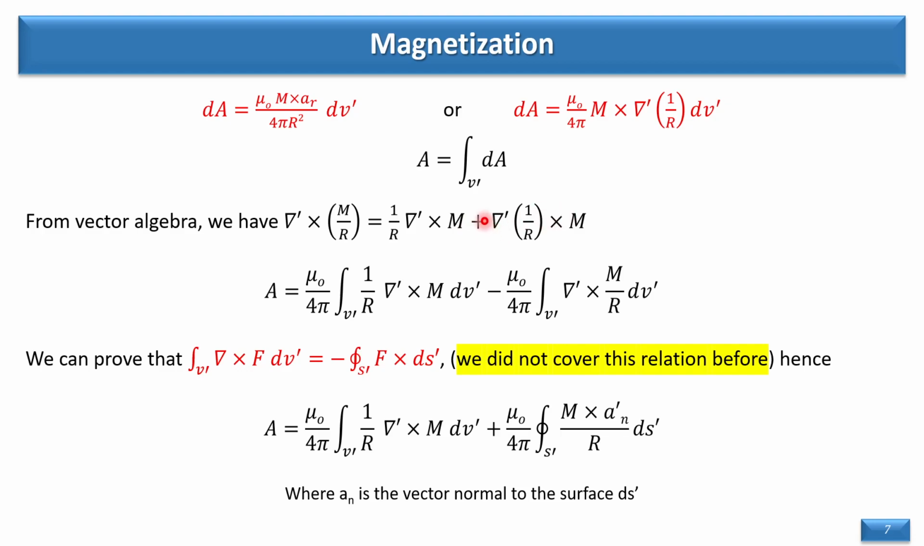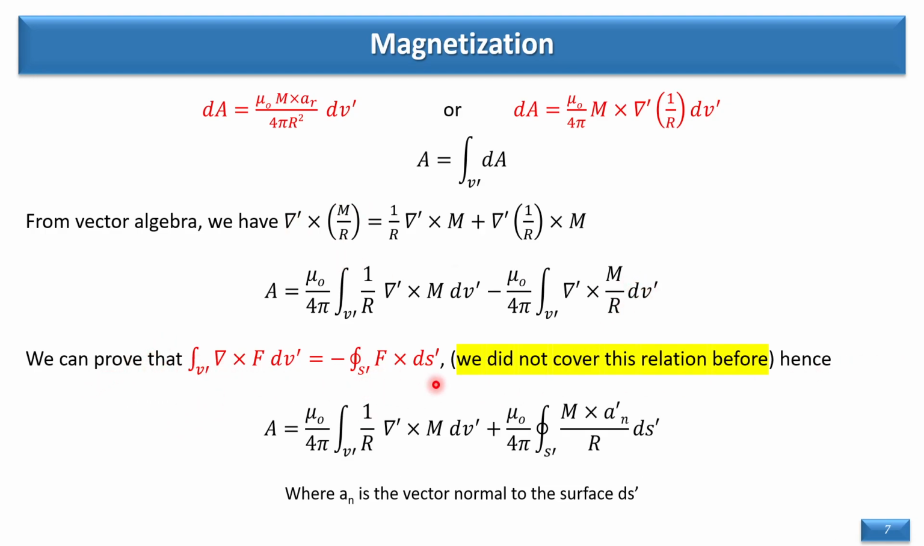So this expression here with a negative sign, we can take it outside and we bring this left hand side in. So the vector A can be expressed as the integration over volume of this expression here: 1 over R curl of M d volume minus curl of M over R d volume.